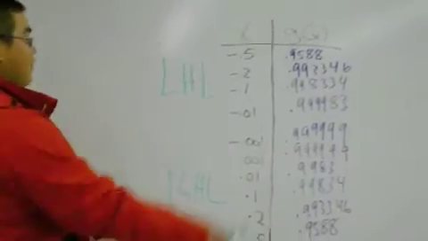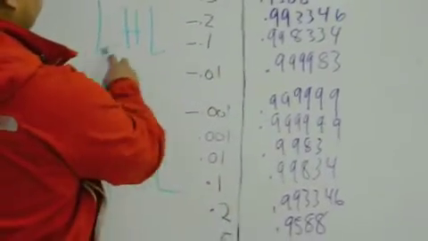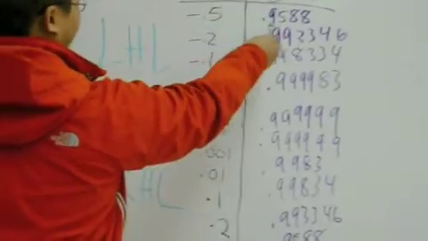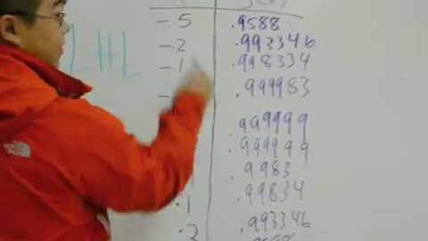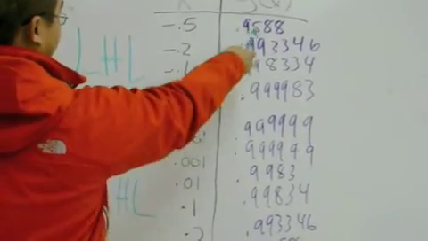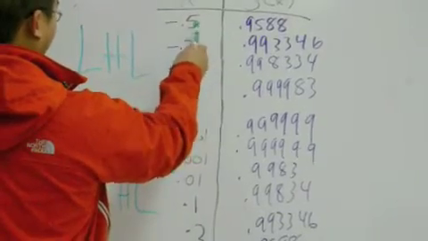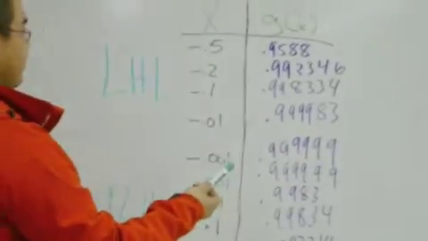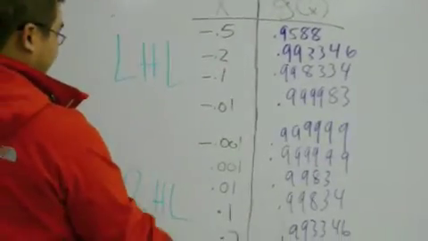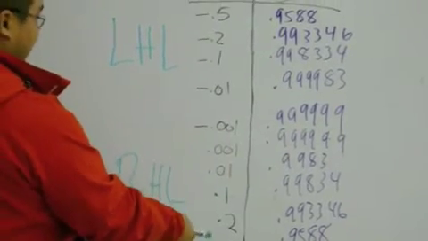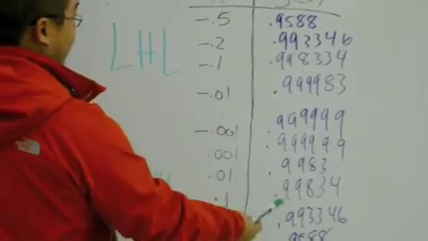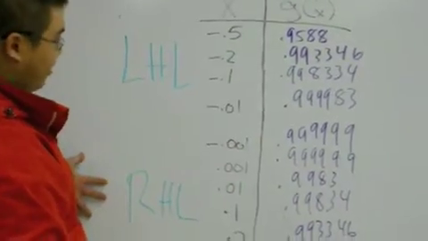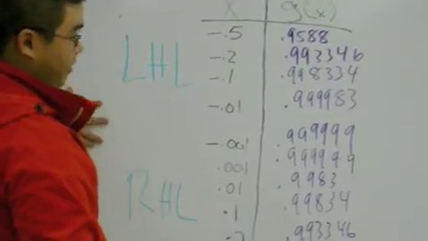Okay, over here we have another table. Over here is the left hand limit, as x approaches 0. Negative 0.5 gives 0.9588. And as x increases and gets closer to 0, the y value approaches 1. At negative 0.01, it's 0.999983. That's a lot closer to 1. For your right hand limit, as the x values decrease toward 0, the y values are increasing, approaching 1. So since the left hand limit and right hand limit are both approaching 1, the limit is 1.